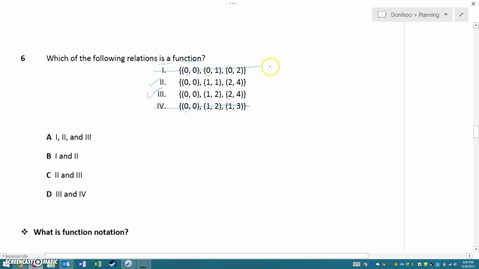If it helps, you can also just write the numbers out here to the side. 0, 0, 0. 0, 1, 2. You can obviously see all those are the same. That's not going to be a correct answer.